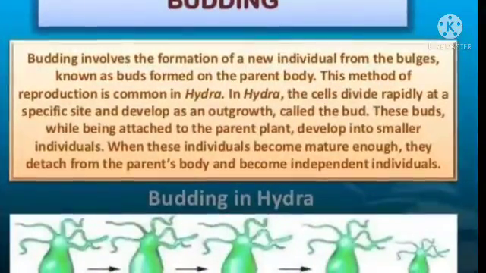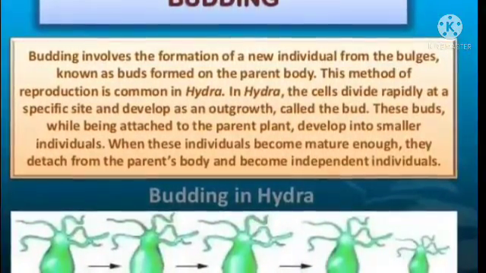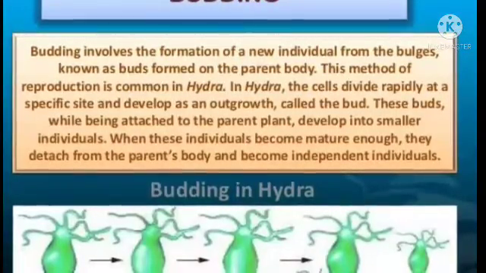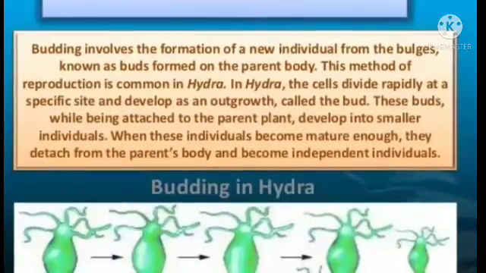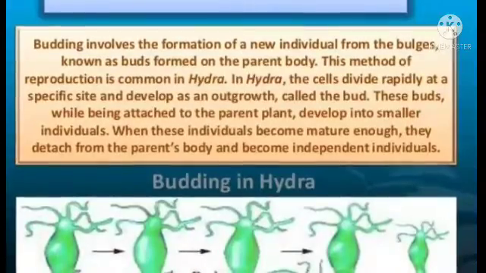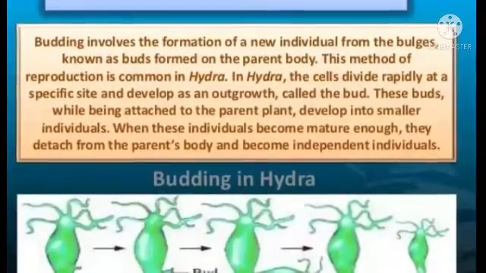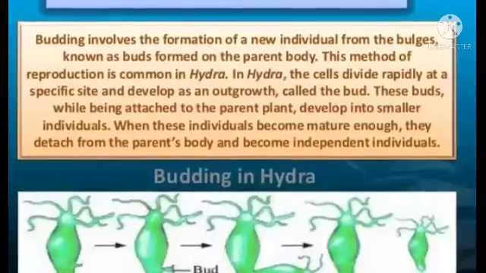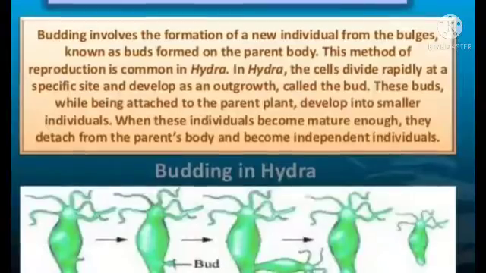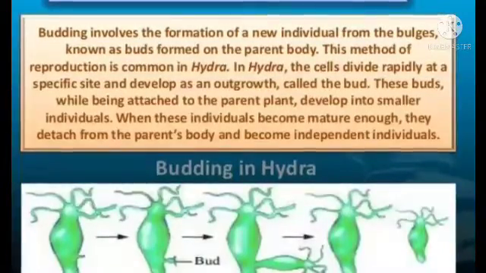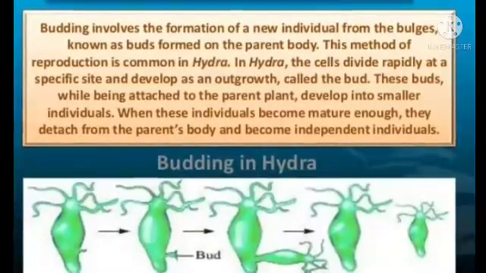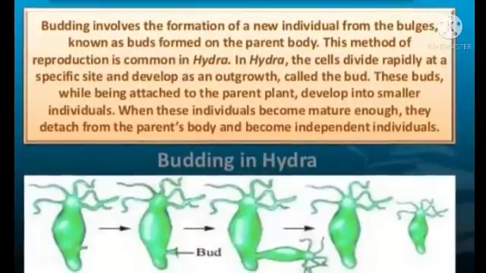Budding. Budding involves the formation of new individual from the bulges known as buds formed on the parent body. This method of reproduction is known in Hydra. In Hydra, the cells divide rapidly at a specific site and develop as an outgrowth called the bud. These buds, while being attached to the parent body, develop into smaller individuals. When these individuals become mature enough, they detach from the parent's body and become independent individuals.